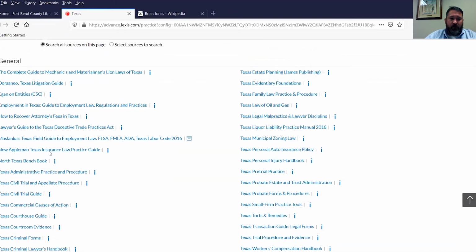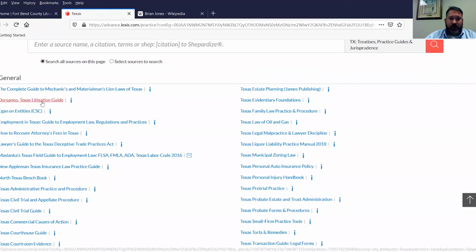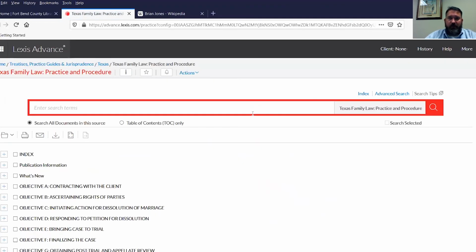So let's take a quick look at Arsenio's Texas Litigation Guide. It's the one I've mentioned a bit. Let's see if I can get it to open. No, all right, it's not opening. I'll skip Arsenio's Texas Litigation Guide, and I'll go to one that I use quite a bit.